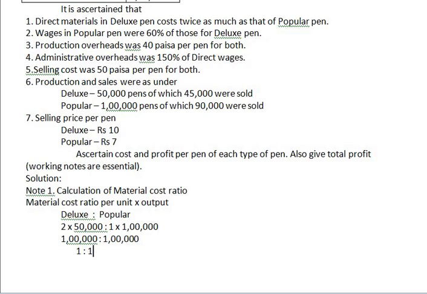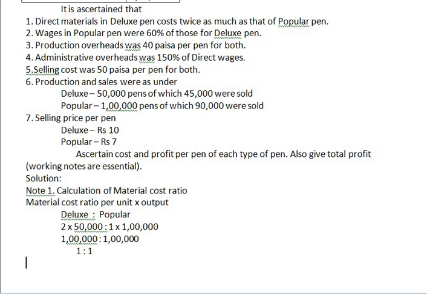So as per the first point we have taken this. Direct material in deluxe pen costs twice, so we have taken deluxe pen as 2 and popular pen as 1, because they have given as much as that of popular pen. It means we will assume deluxe pen as 2 and the popular pen will be 1. Suppose if deluxe pen is costing 10 rupees, then half of that will be the cost of popular pen. So the ratio is 1 is to 1.